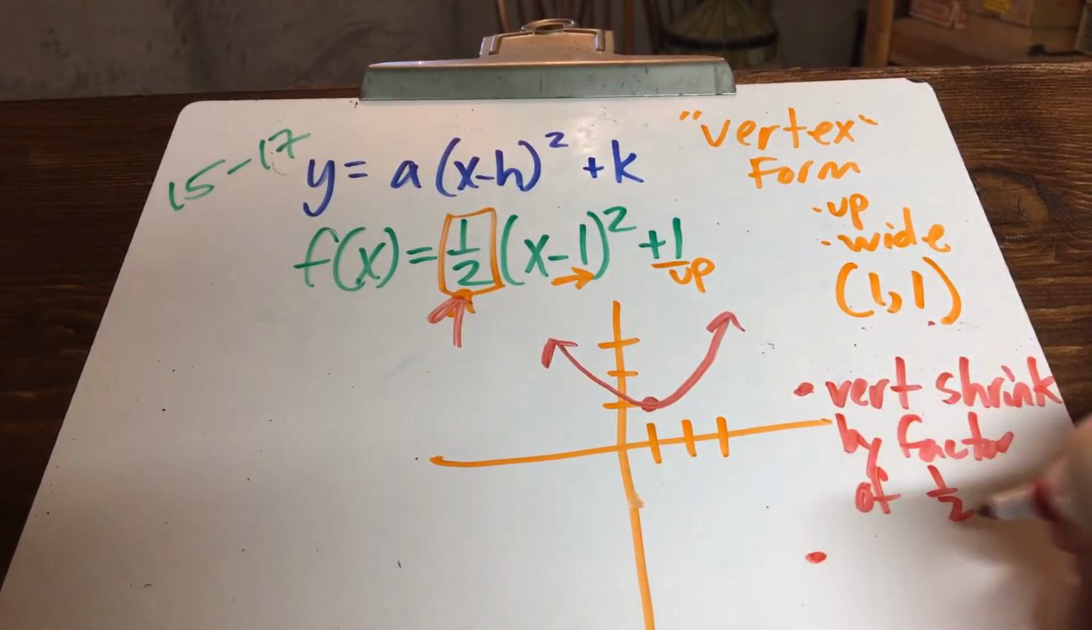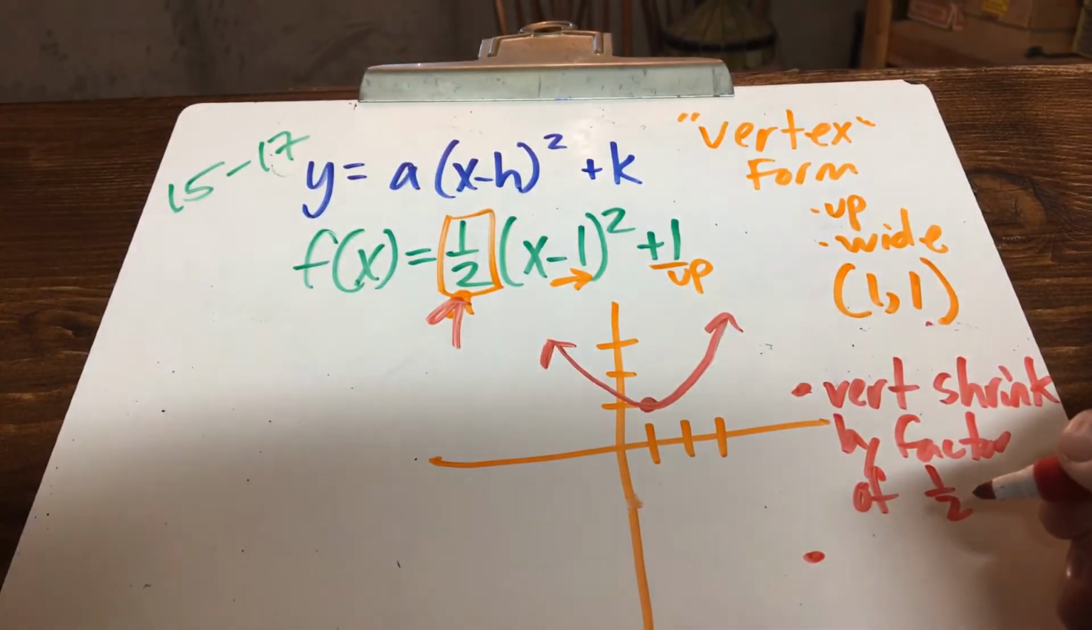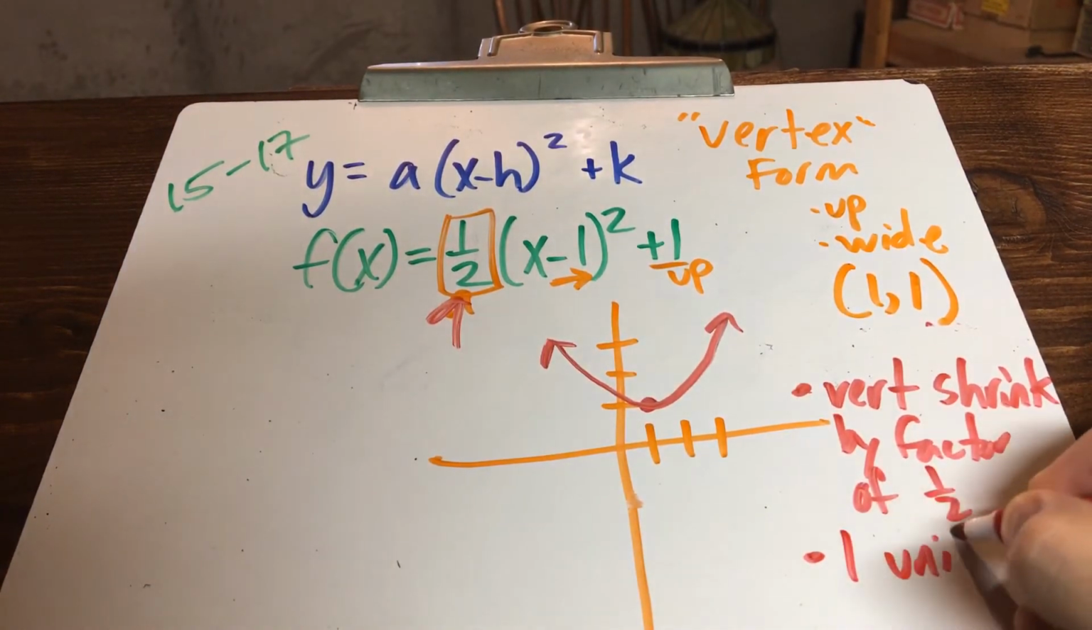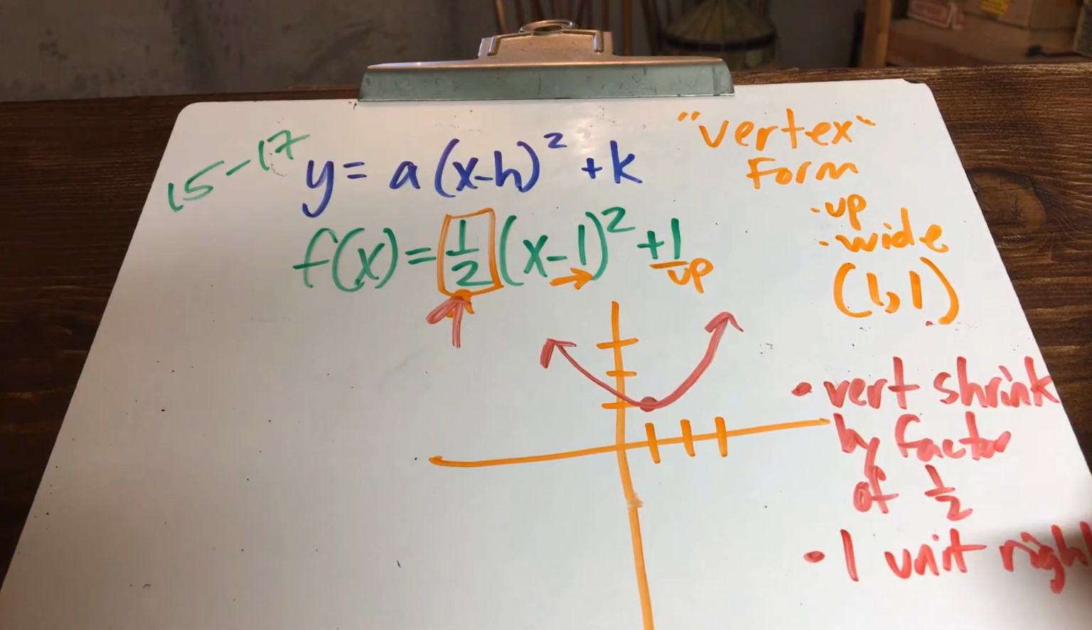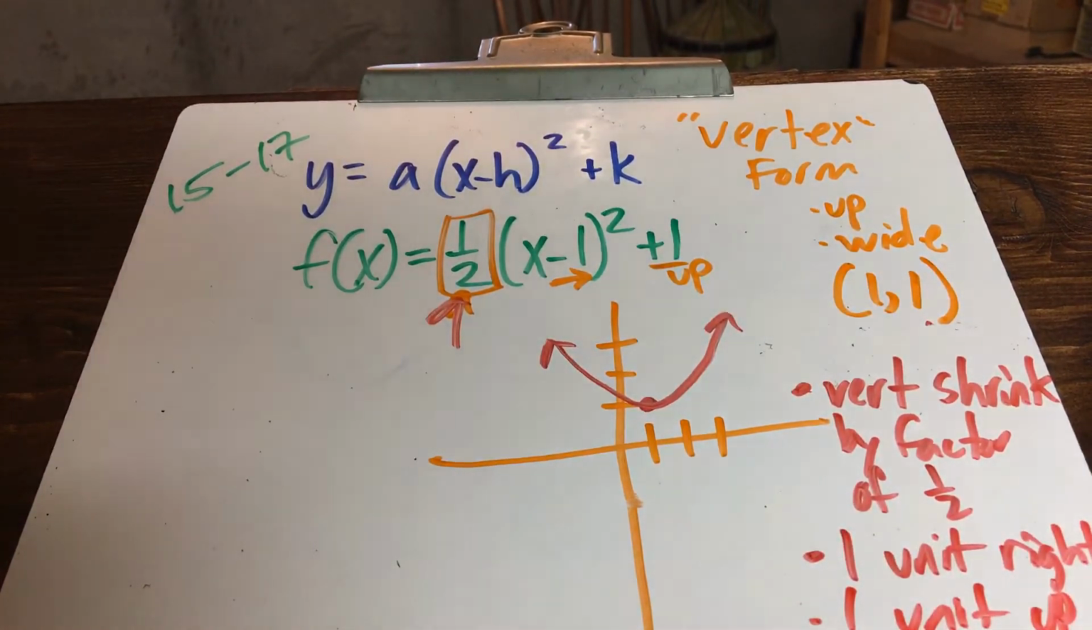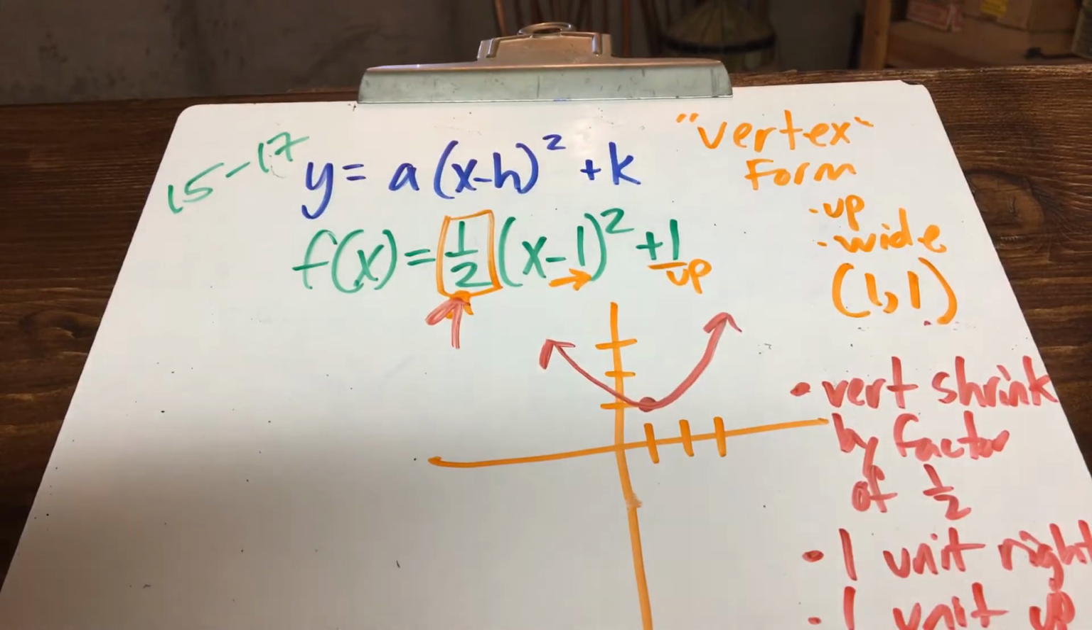I would also say it's a translation 1 unit to the right, and in this case 1 unit up. You could call that a horizontal translation if you wanted, but they don't make you pick those. They just make you pick right or left or up or down. Okay, so that'll get you those.